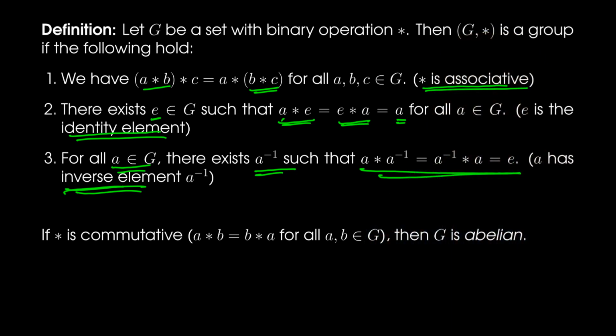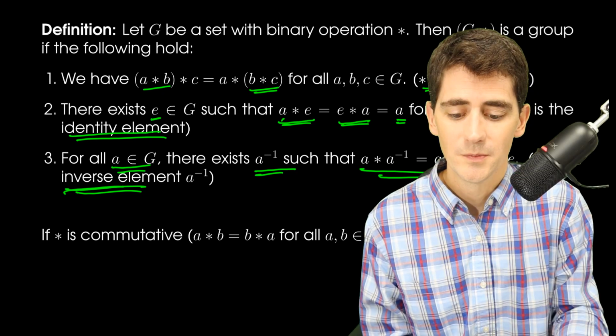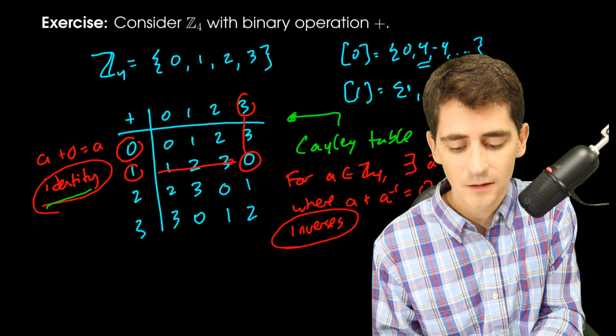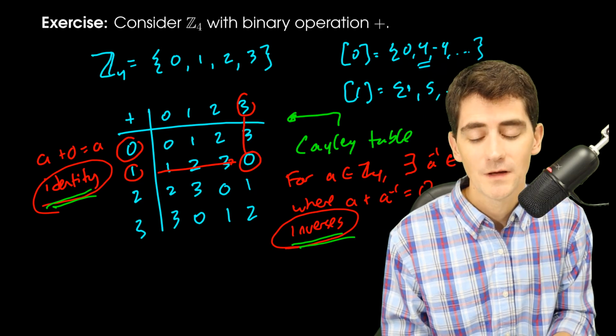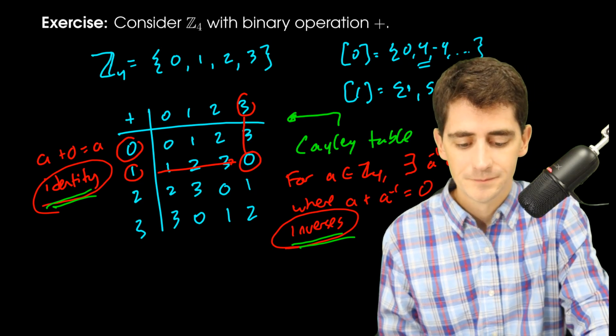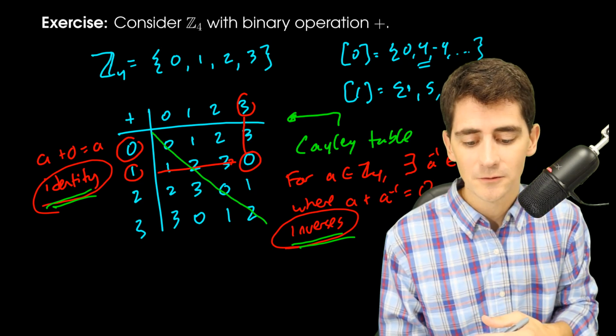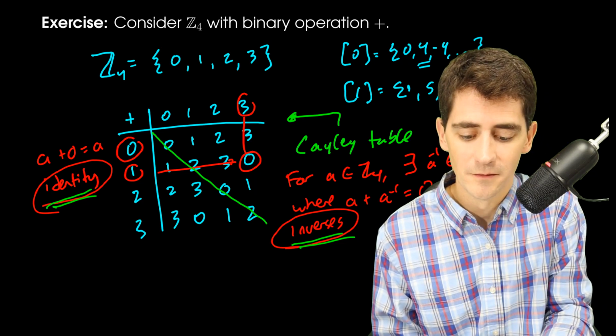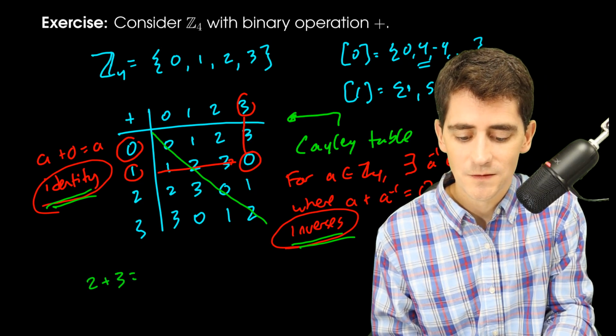And we can attach one more adjective to groups, and that is if star is commutative, so if A star B is B star A for all my elements, then we say that G is an abelian group. So was our previous example a group? I think so. I mean, addition we know is associative, okay? We had an identity element and everything had an inverse. And in fact, you can tell by the symmetry of my table, since it's symmetric about this diagonal here, it's actually an abelian group because that means that my addition is commutative. For example, 2 plus 3 was the same as 3 plus 2.